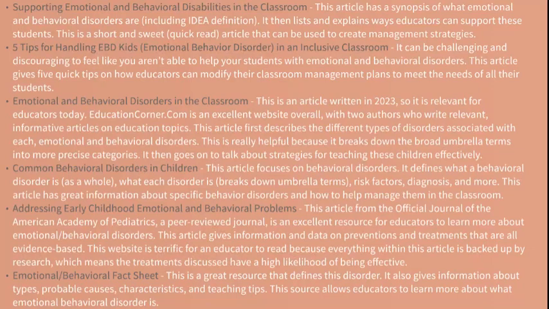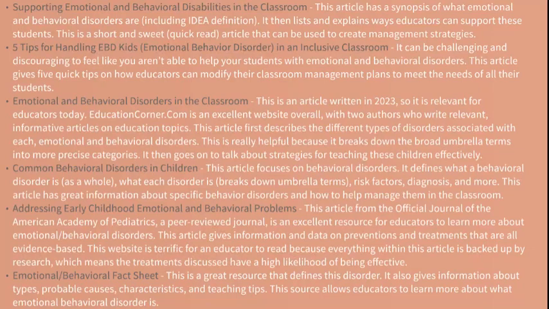Number 5 is addressing early childhood emotional and behavioral problems. This is from the American Academy of Pediatrics, so it is peer reviewed. It's an excellent resource that is backed up by evidence. It gives information and data on prevention and treatment. This is excellent to see because of the data and the prevention strategies that it shows, and these are all backed up by evidence, so there's more likelihood that they will be effective.